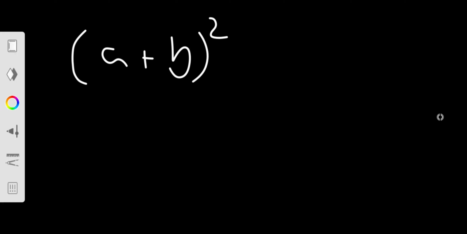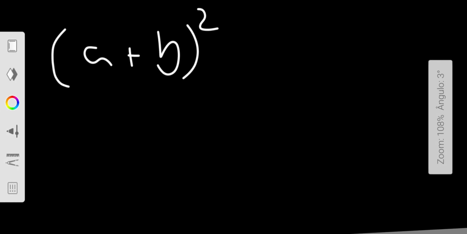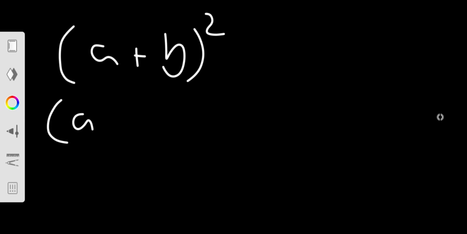The second thing is to remember this rule: a plus b squared. Okay, so a plus b squared, how will it end? If you have never done this, you just do it the normal way, okay? A plus b versus a plus b.